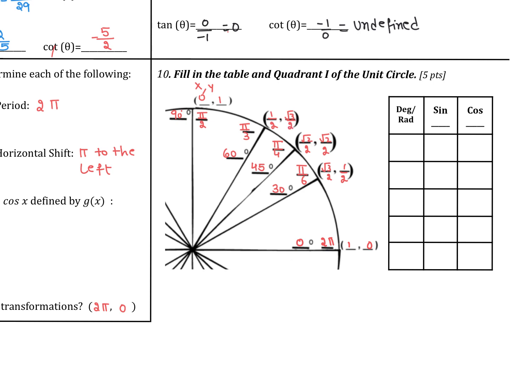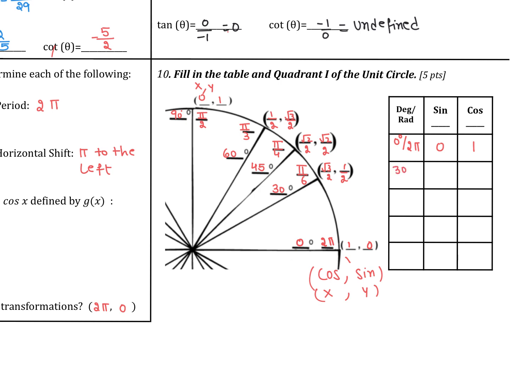You're going to fill this table. It doesn't matter if you write degrees or radians. If you write degrees here, you're going to say 0 degrees and 2 pi. This is cosine comma sine, that is x comma y. Sine here is 0, cosine is 1.